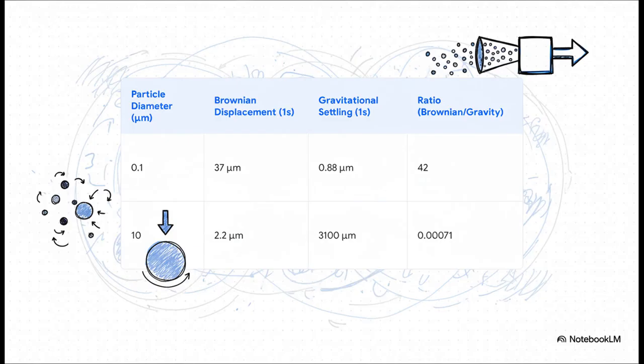And this is where the rubber really meets the road. This slide is huge because it puts diffusion in a head-to-head battle with gravity. Just look at this. For a tiny 0.1 micron particle, its random movement from diffusion is over 40 times stronger than the pull of gravity. Diffusion just completely dominates. But for a big 10 micron particle, gravity wins, and it's not even close. This size difference is the great dividing line in the world of aerosol science.